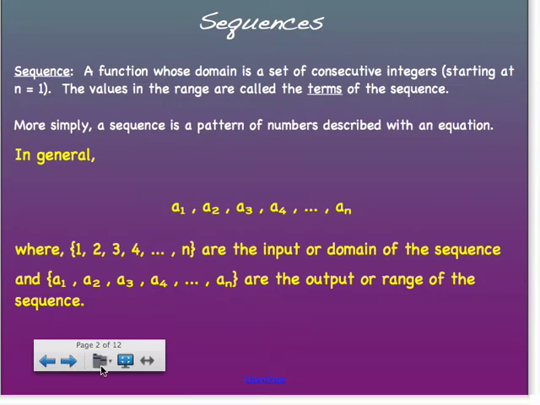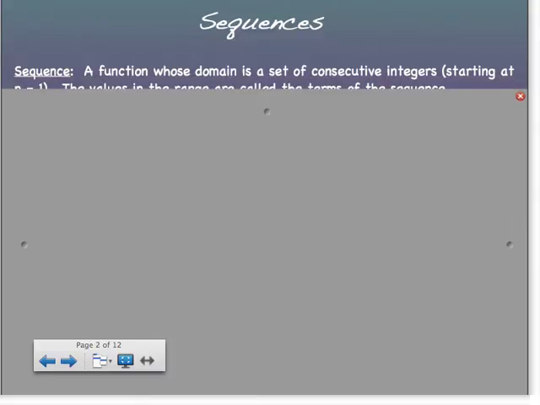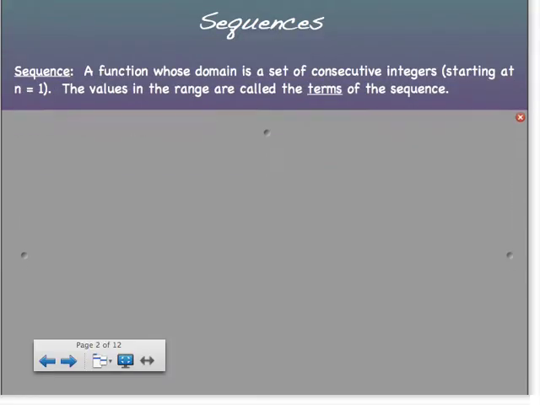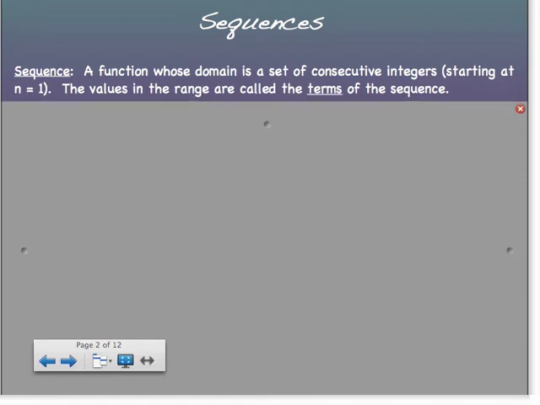First things first, you got to understand what a sequence is. A sequence, this is very wordy. I do want you to write it down, but it is very wordy in terms of what the actual definition is. A sequence is a function whose domain, the input, remember domain is input, is a set of consecutive integers starting at n equals 1. So it's going to be a domain of a bunch of integers starting at 1, 2, 3, 4, 5, 6, 7, etc. And then the values in the range, the output, are called the terms of the sequence.